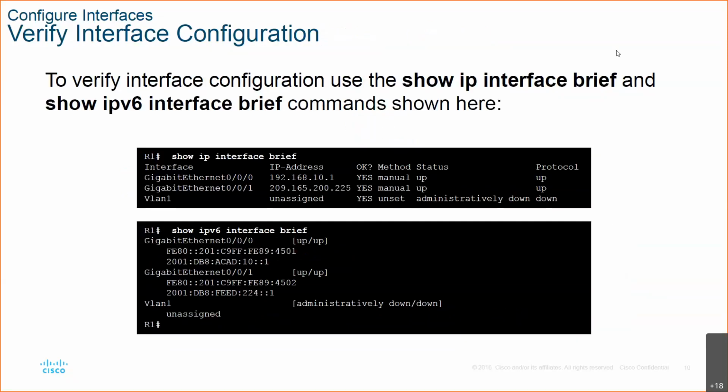So to verify interface configuration, we can use show ip interface brief. It will tell you what your interfaces are, GigabitEthernet 0 and GigabitEthernet 1. It will show you the IP addresses assigned to each of these interfaces. If you want to see the IP version 6 interfaces, type show ipv6 interface brief.